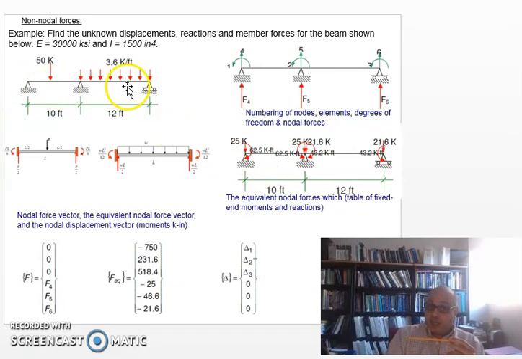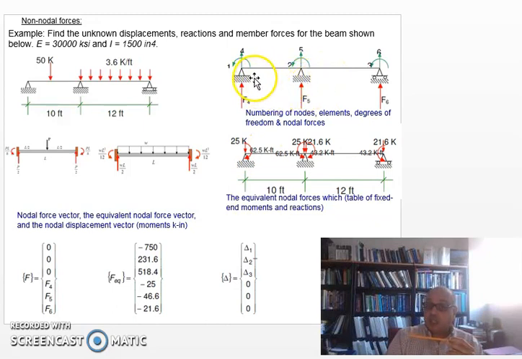If you have that beam, which is two pieces with three supports, the first span has 50 kips at the center, and the second one has a distributed force of 3.6 kips. We are going to identify the nodes, which are 1, 2, and 3. Identify the members 1 and 2. We're going to identify the degrees of freedom.